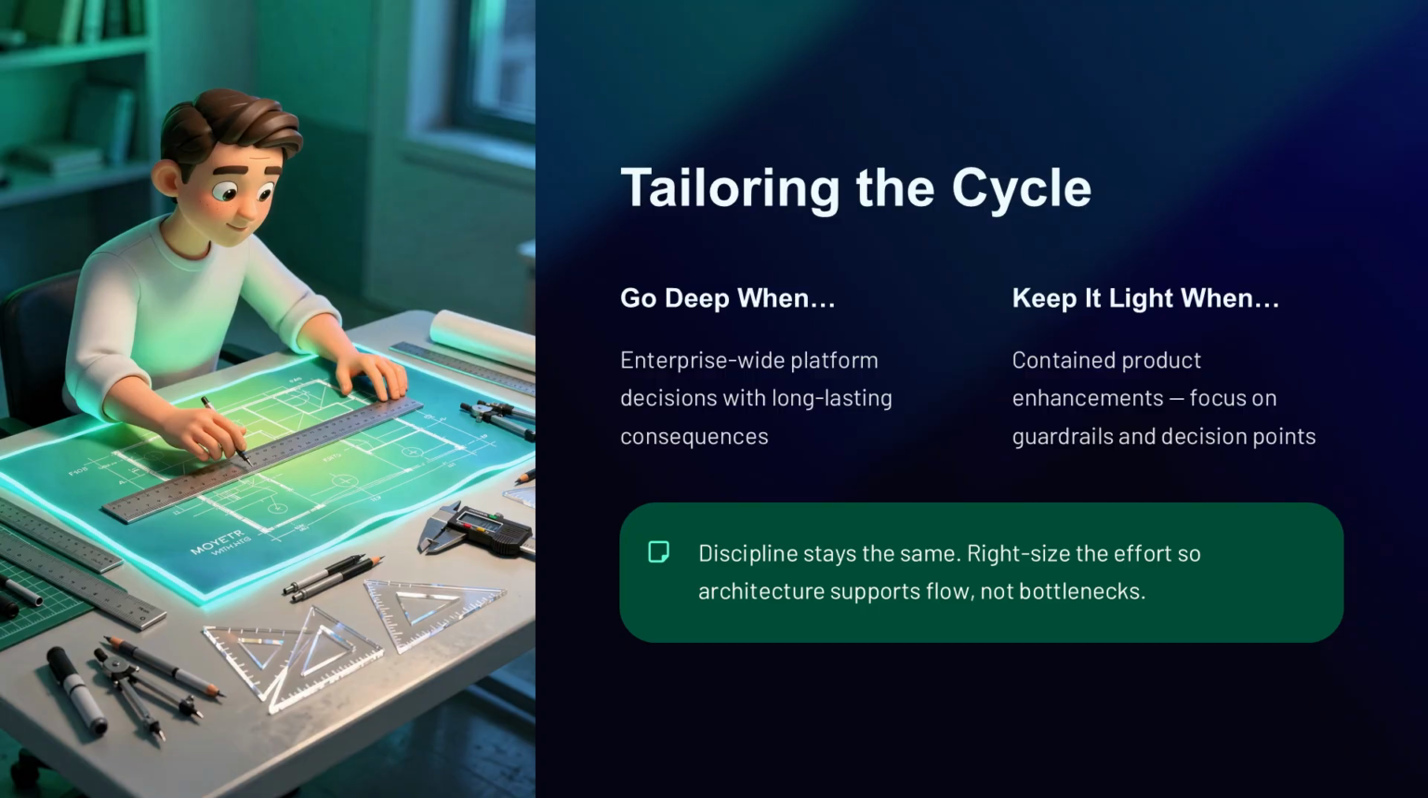Now that you have a leadership mental model, you need to tailor the cycle so it fits real delivery environments. Tailoring does not mean skipping thinking. It means choosing the depth of work based on risk, complexity, and urgency. If you are guiding an enterprise-wide platform decision, you go deep because the consequences are long-lasting. If you are guiding a content product enhancement, you keep the cycle light and focus on guardrails and decision points.